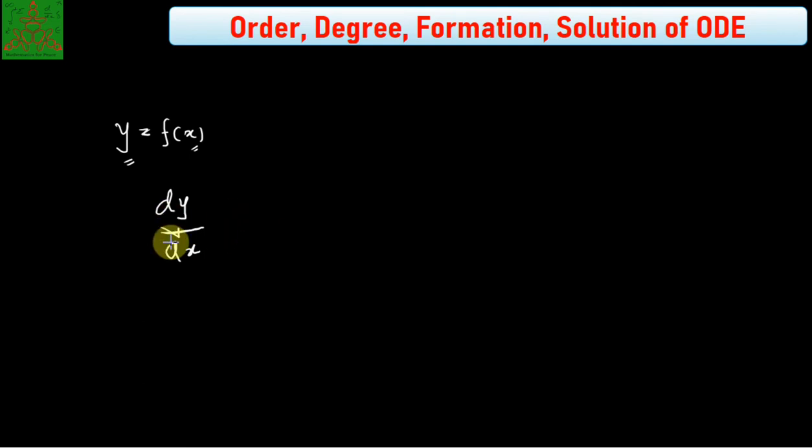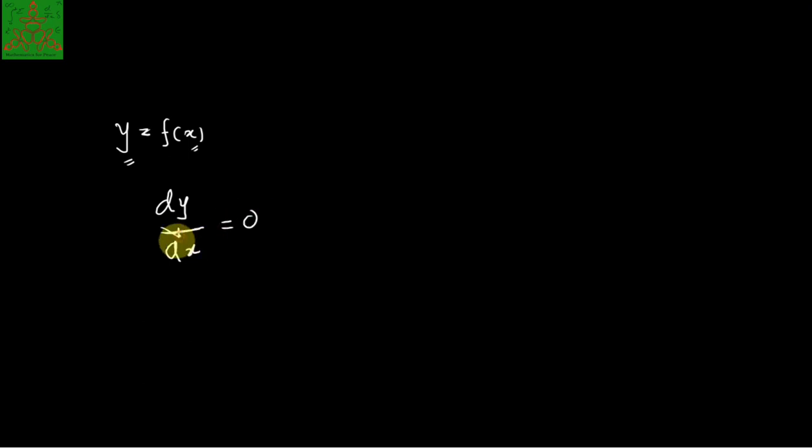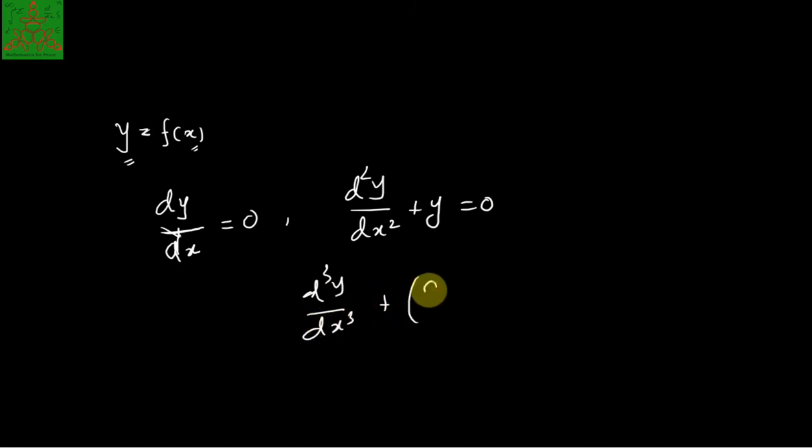For example, I can write down dy by dx is equal to 0. Or I can write down d square y by dx square plus y equal to 0. Or I may write down d cube y by dx cube plus (dy by dx) whole square is equal to y into sine square x.